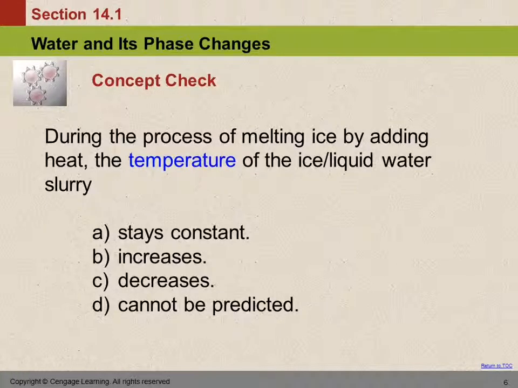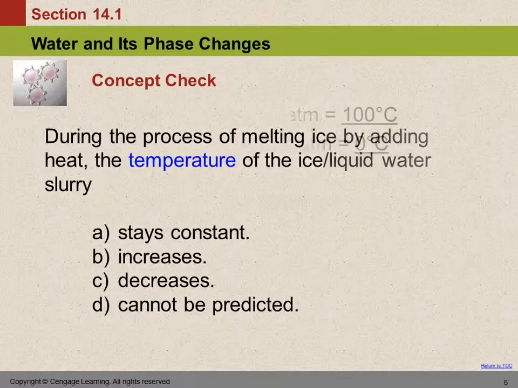Okay, so thinking back to that temperature heating curve, during the process of melting ice by adding heat, what happens with the temperature of that ice and liquid water slurry or mixture? Does it stay constant? Does it increase? Does it decrease? Or is it not predictable?